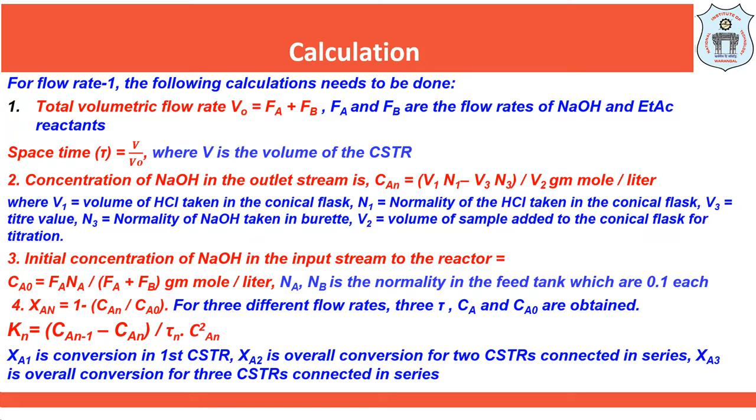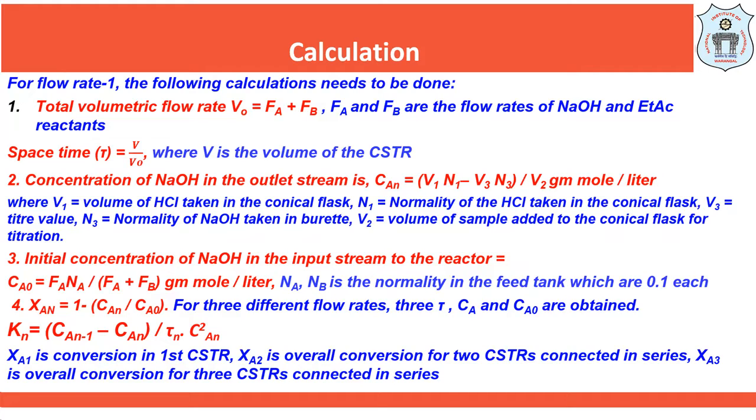Okay, and the CA0 value also we can calculate from the normality of the feed tank, right? If both are 0.1 normal each, it is easy to find out, since we know the flow rates, FA value, FB value. So from that you can calculate the CA0 value. Okay, so from that you can easily get the XA value, and even the rate constant value, calculated assuming a second order reaction, you can get the K value for the particular reaction, for the particular set of samples. You can calculate the rate constant.